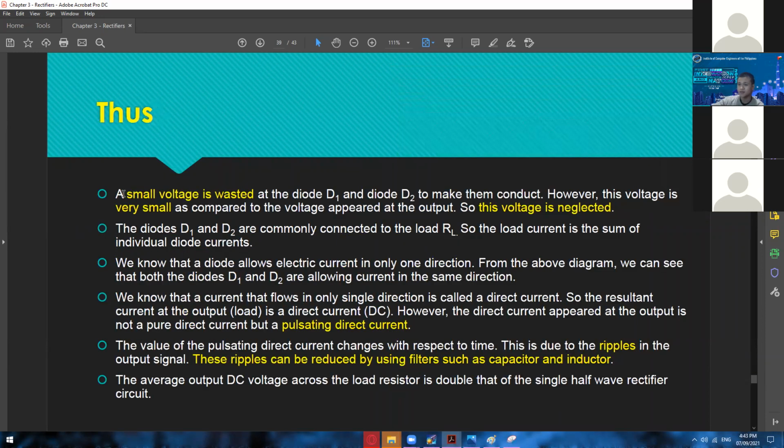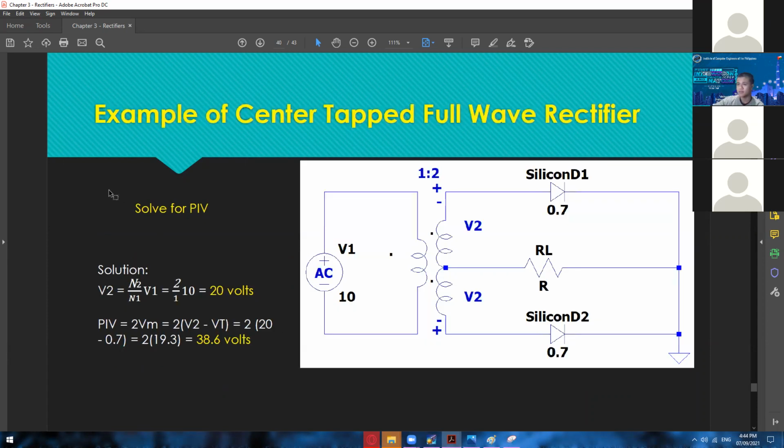Thus, a small voltage is wasted at the diode. This is the same as what we have in a 4-diode full wave bridge rectifier. Of course, we're going to have a waste of voltage, because diodes always consume a certain amount of voltage. But this voltage is very small, so it is always neglected. Okay, and let's have the last example.